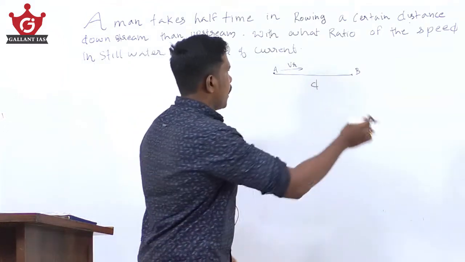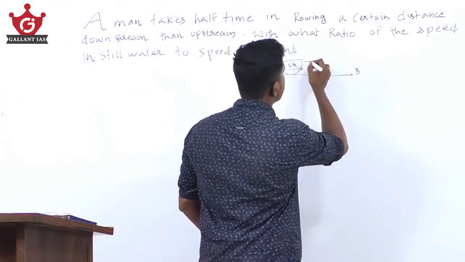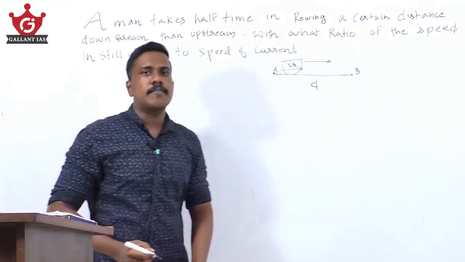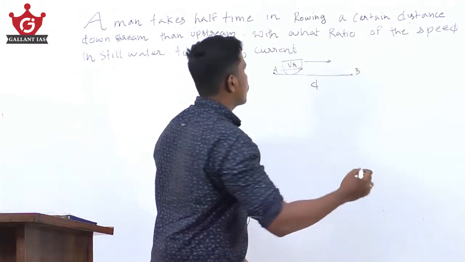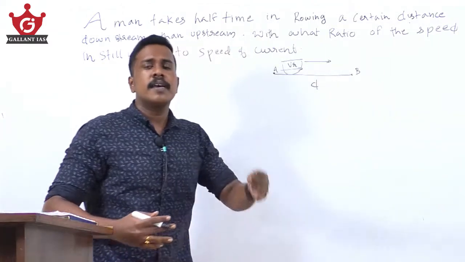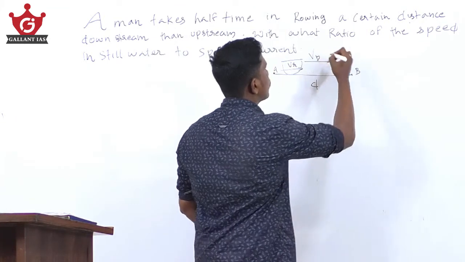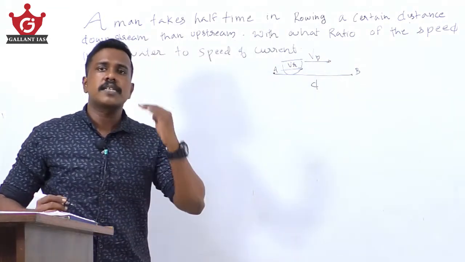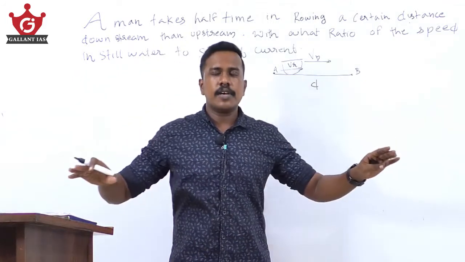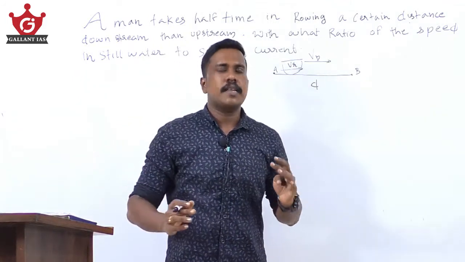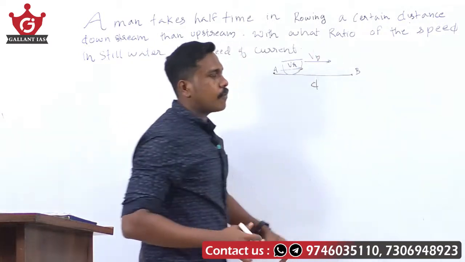Now a boat is coming and the boat is moving in the same direction as that of the stream. Let the velocity of that boat in still water be VB. Velocity of the boat in still water means stagnant water and the boat's normal velocity. So VB is the velocity of the boat in still water.